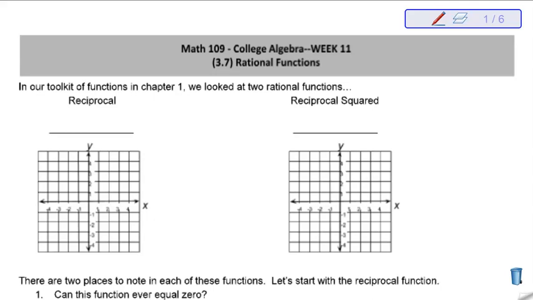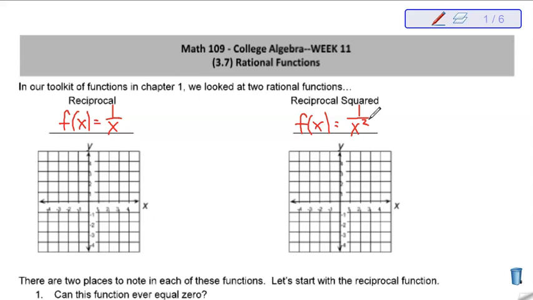So, in chapter 1, we looked at two functions in our toolkit. We didn't really do too much with them. First one being what we call the reciprocal function, which is 1 over x, and the other one being the reciprocal squared function, which if I square the top, I still get 1, but if I square the bottom, I get 1 over x squared. So, we're going to look at the graph of those.